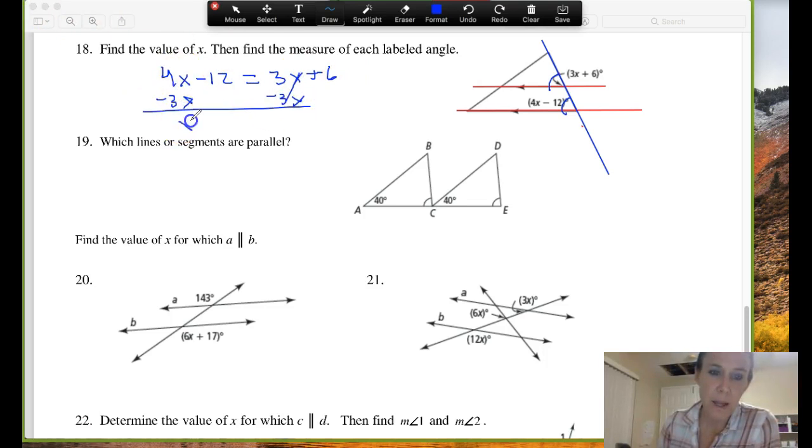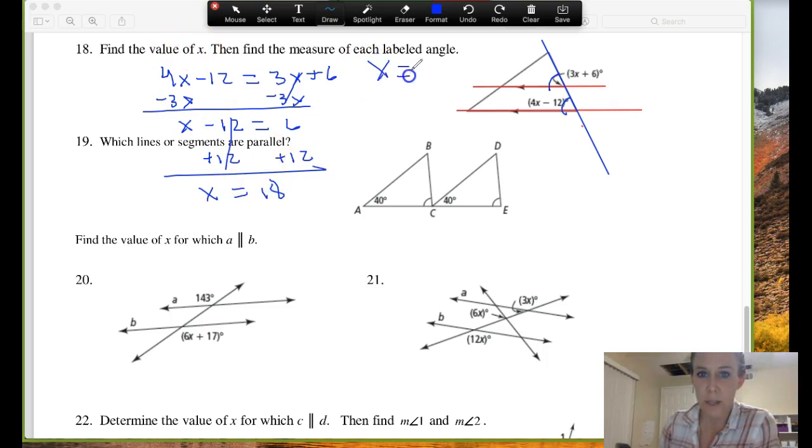And I'm going to get x minus 12 equals 6. And then add 12 to both sides. And I'm going to get x equals 6 plus 12 is 18. So find the value of x: x equals 18. That's the first part of your answer.